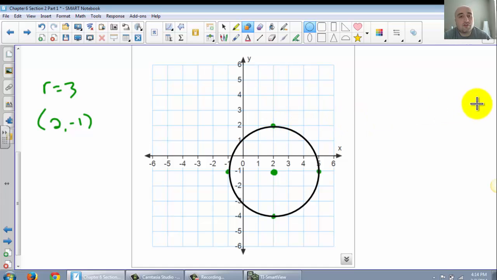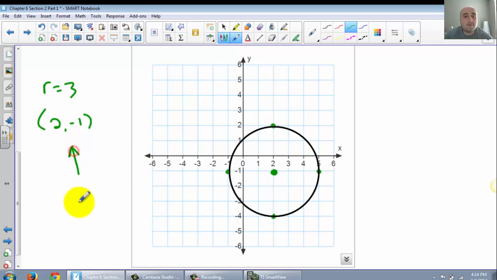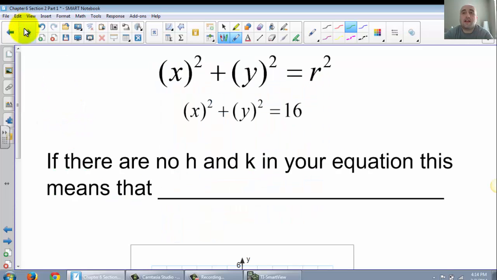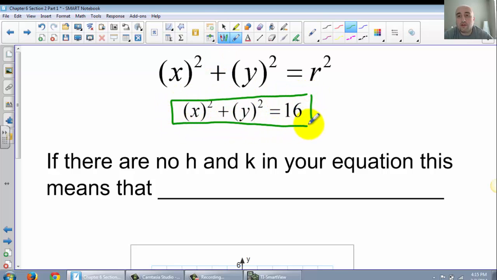Okay, so that is a circle with a center of 2, -1, and a radius of 3 units. Okay? Okay, now what happens if our equation looks like this? X squared plus y squared equals 16. So what do we notice is missing?